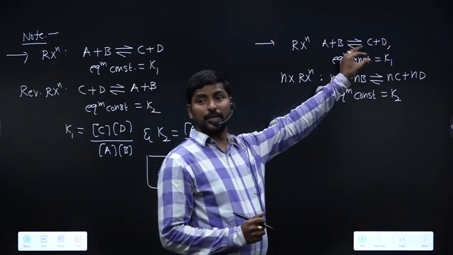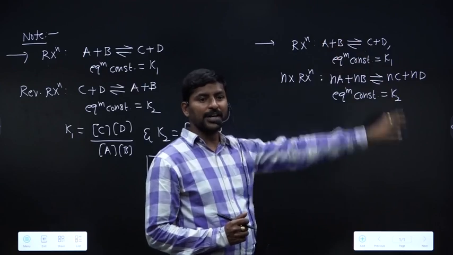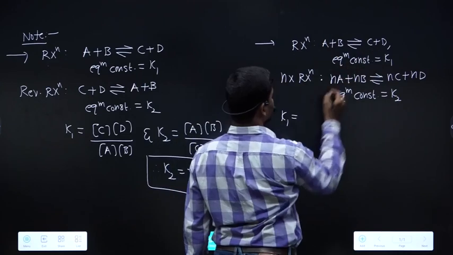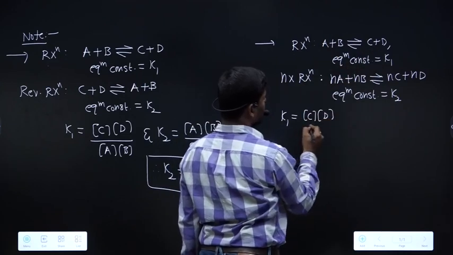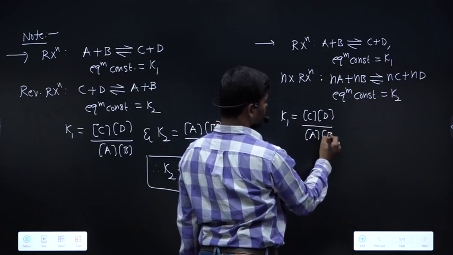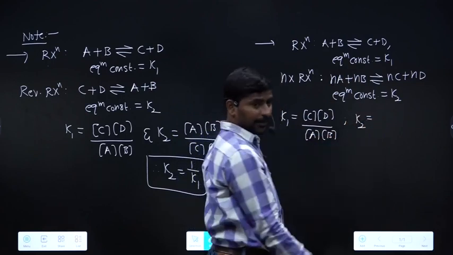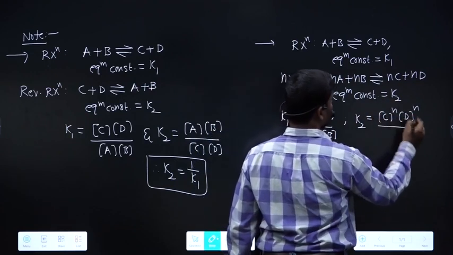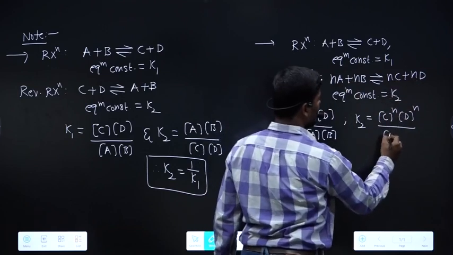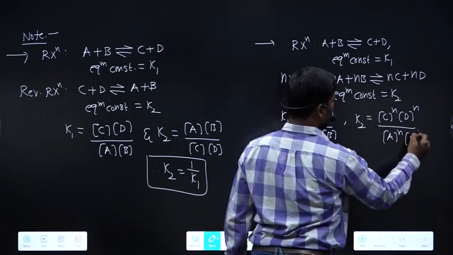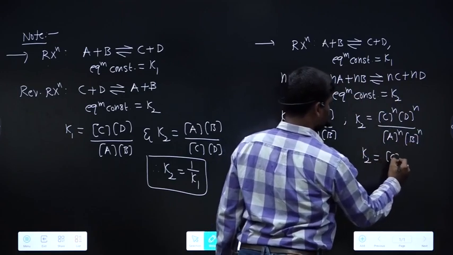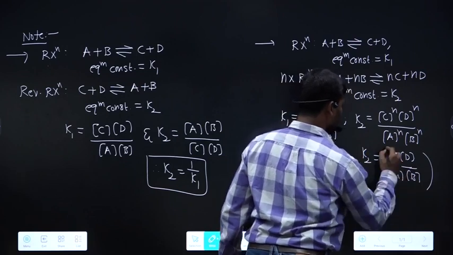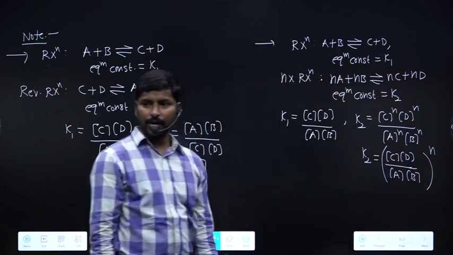K2 is equal to K1 power n, we will get. Okay, if you write the expression for K1, what is it? Product side concentrations by reactant side concentrations. And for K2, we get C power n D power n by A power n B power n. So this can be written as CD by AB whole power n.